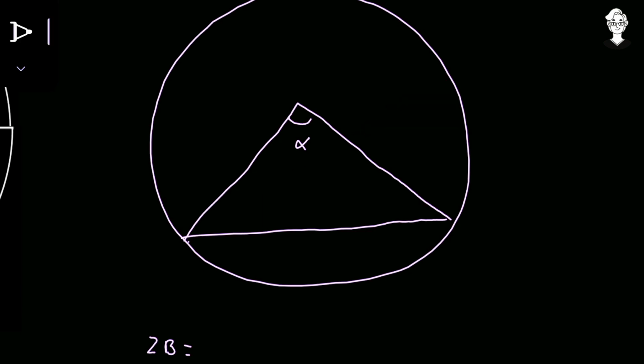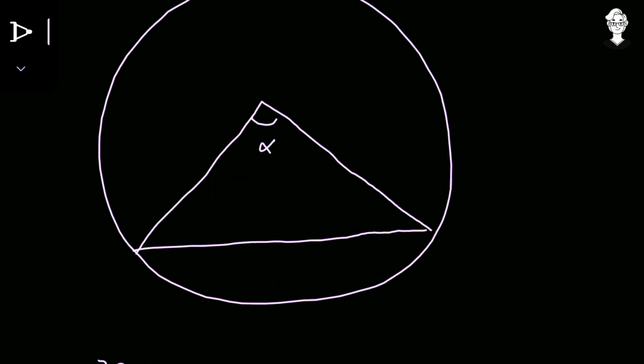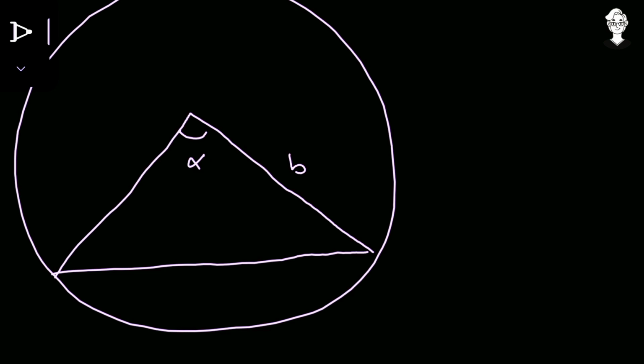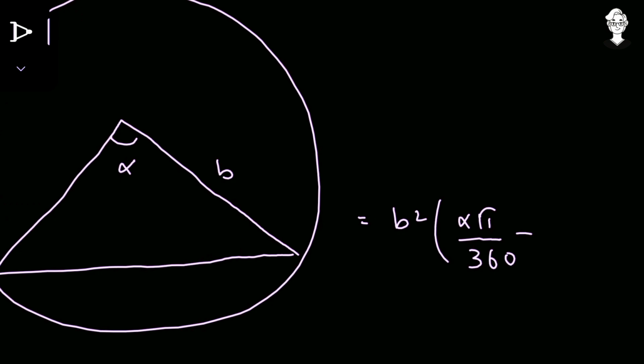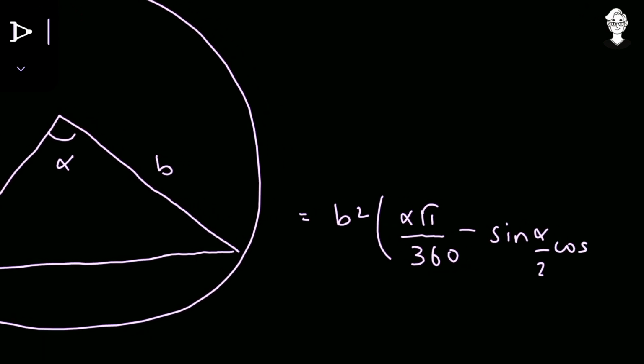Now we can see that this particular chord forms this particular segment, and that chord is subtending an angle at the center, alpha. So the area of this segment is equal to, and let the radius be equal to b. Therefore the area of this particular segment becomes b square, that is the radius square, alpha, that is the angle at the middle, alpha pi upon 360 minus sine of alpha upon 2 into cos of alpha upon 2. So this is the formula to find the area of a segment.